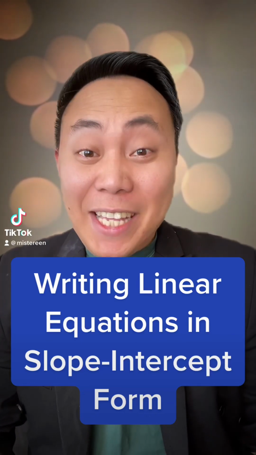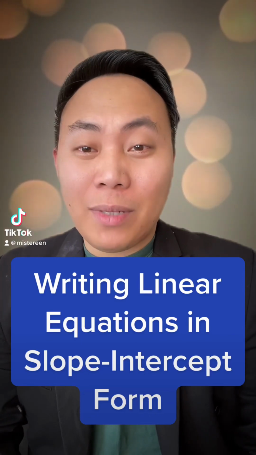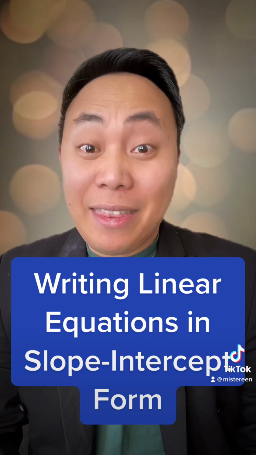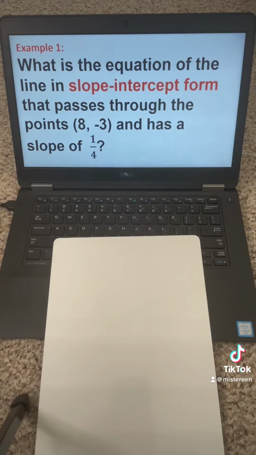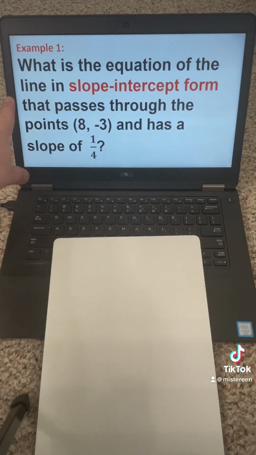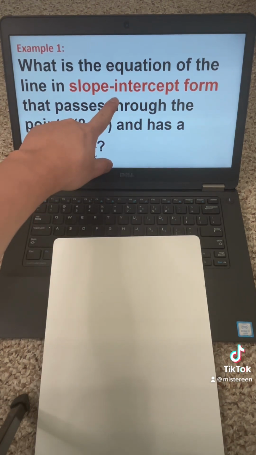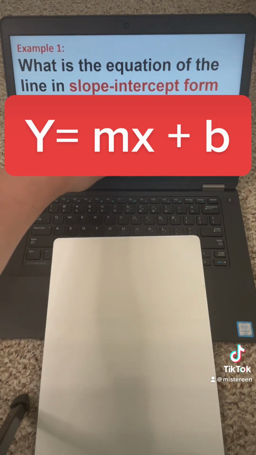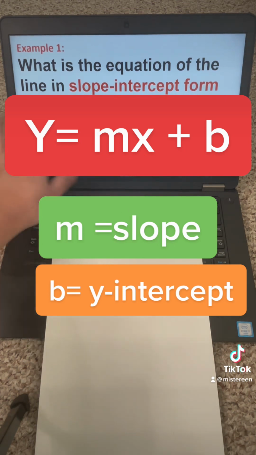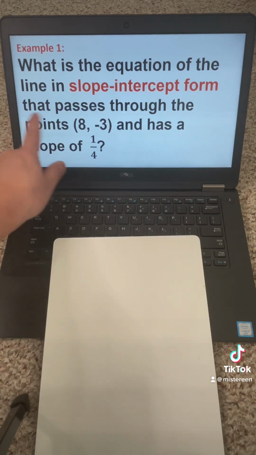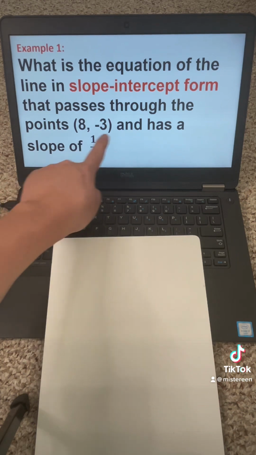Hi there! For today's video, let's do more problems on writing linear equations in the slope-intercept form. Alright, so our first example, the question: what's the equation of the line in slope-intercept form? Remember, slope-intercept form is y equals mx plus b. The information we have is that the line passes through the point 8, negative 3.